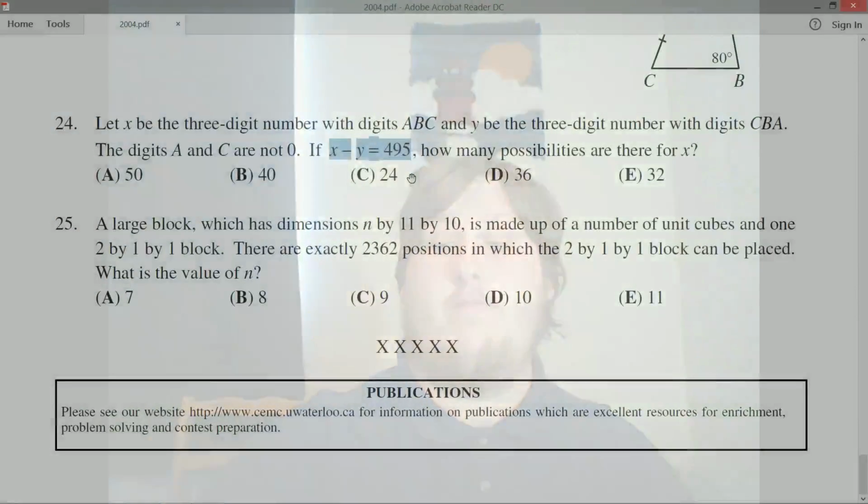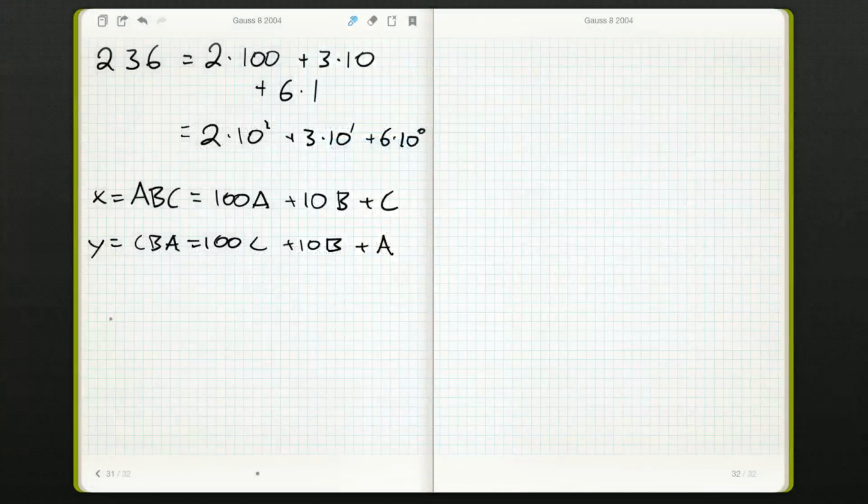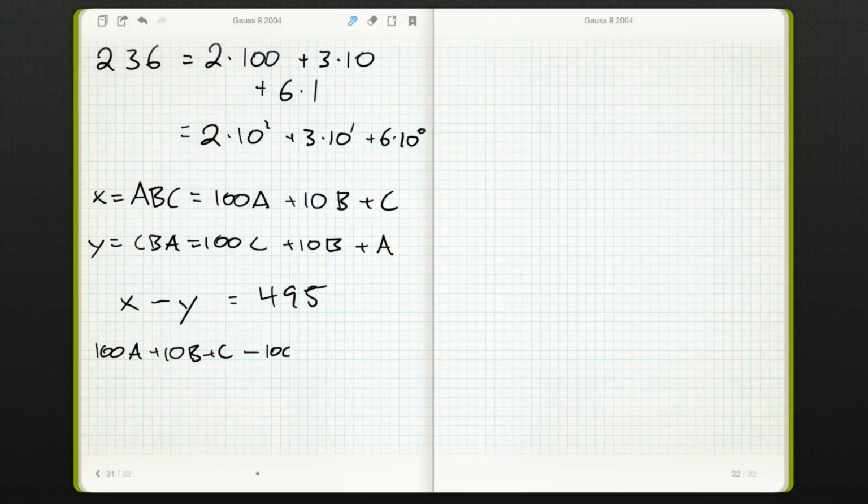Okay? And we have 100A plus 10B. The 10B's are actually going to cancel each other out. So let's take a look at that. So x minus y is 495. So that means 100A plus 10B plus C minus 100C minus the 10B minus A is equal to 495.